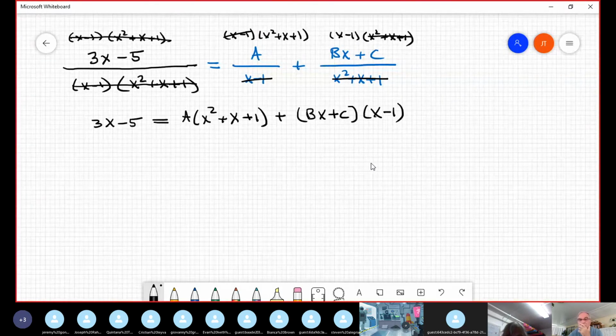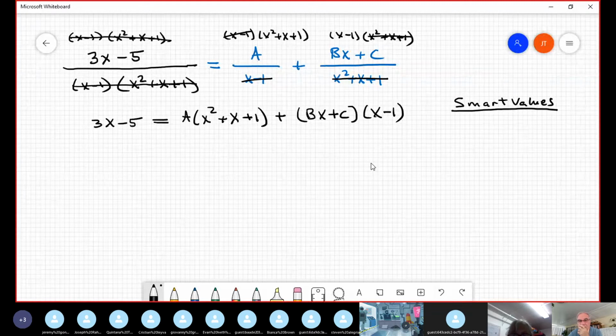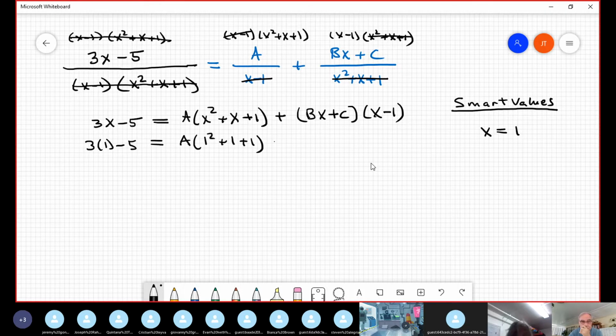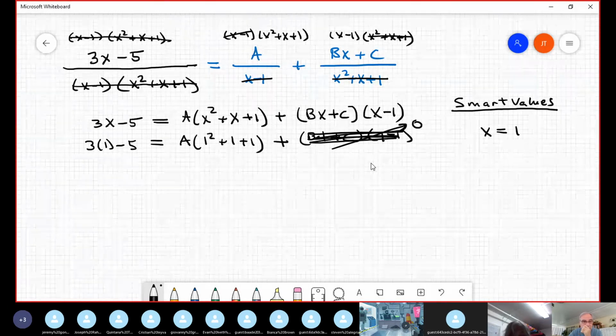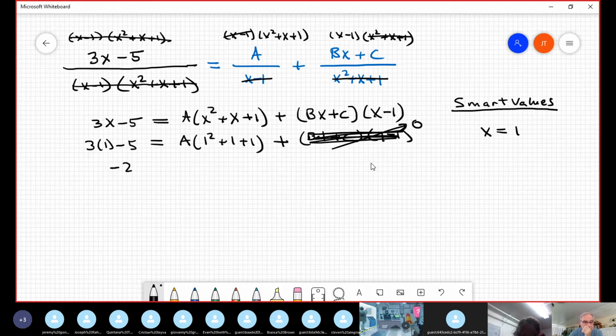So let me try to find a smart value. What do you think about a smart value? You see one smart value or no? 1? 1. Very well. 1, because 1 minus 1 is 0. So you plug in here: 3 times 1 minus 5 is equal to a times 1 squared plus 1 plus 1, plus b times 1 plus c times 1 minus 1. Ooh, it's 0. I like that. That part disappears and only 3 times 1 minus 5, which is minus 2, stays alive. Here we have 1, because 1 squared is 1. 1 plus 1 plus 1 is 3. Therefore, a is equal to minus 2/3. And this is my first answer.